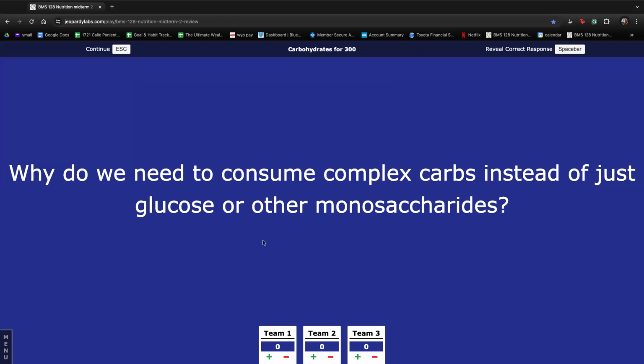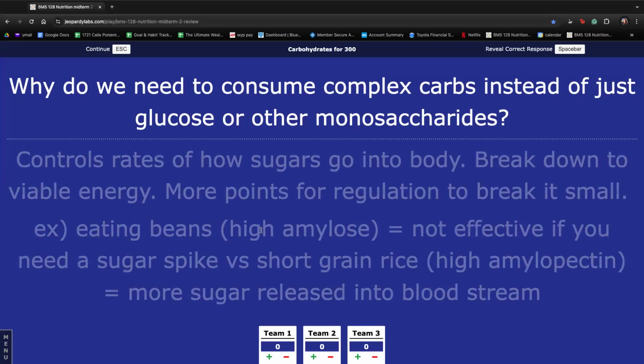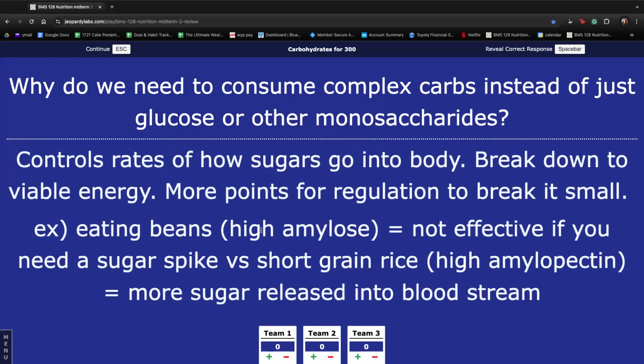Yeah, fiber, it's important to get. Candy does not give you fiber. It's just straight glucose. That's why kids get sugar spikes and rushes. The fiber does slow it down. That's true. It controls the rate at which sugars go into our body, primarily through having fiber and other phytochemicals go with it. So it's not just that thing being broken down.